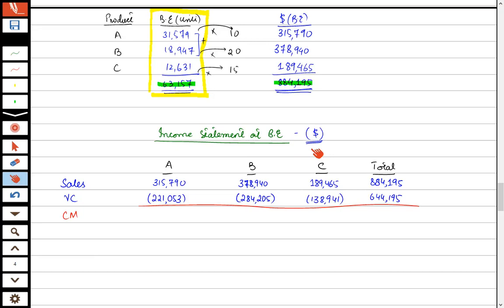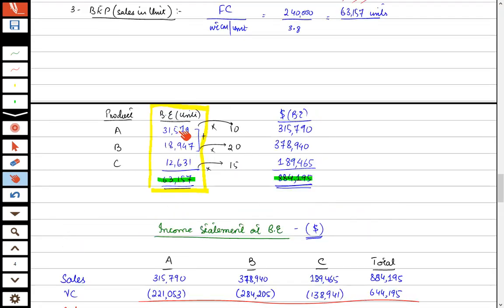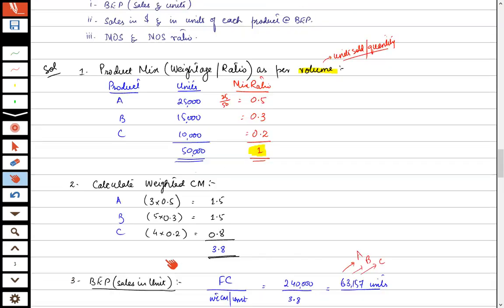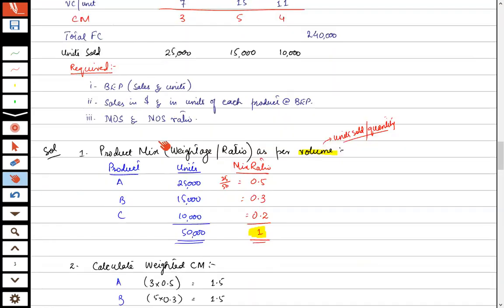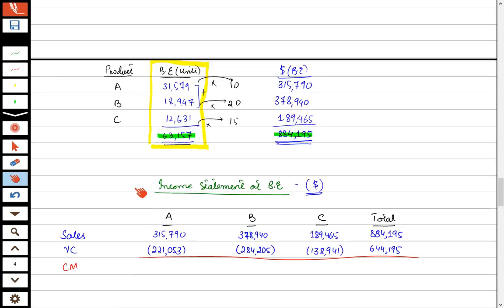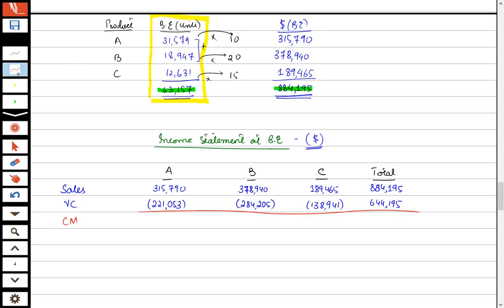Make sure you also know the calculations as well. That's why I am trying to make you do it yourself. Now what about the CM? This minus this would be CM, either minus these two amounts, or we can calculate it directly, this multiplied by the CM per unit. Both will get the same answer. Our CM would be 94,737.